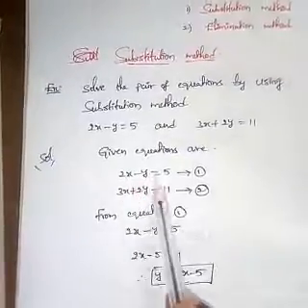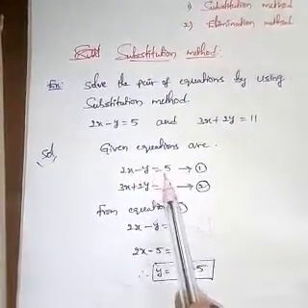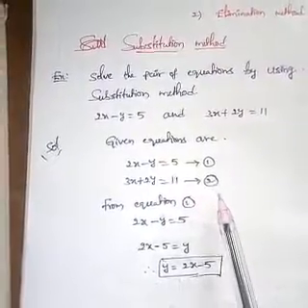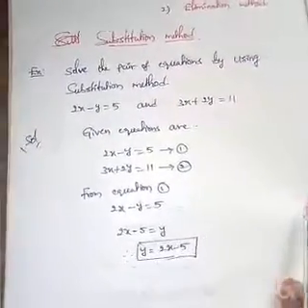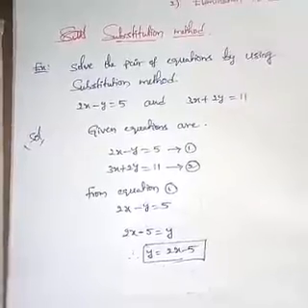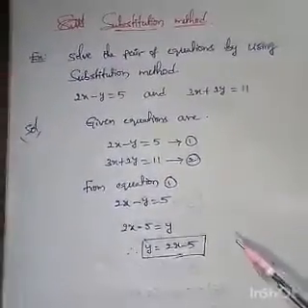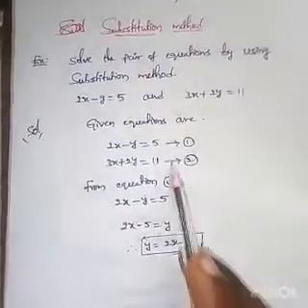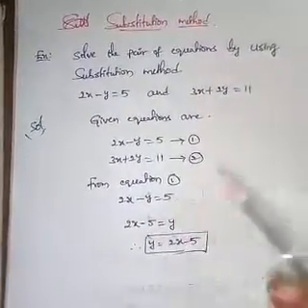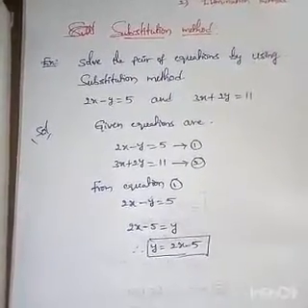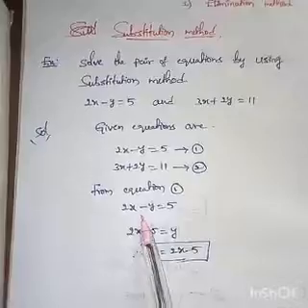So 2x minus y equal to 5 is equation 1 and 3x plus 2y equal to 11 is equation 2. Students, in this method we have to calculate one variable value in terms of another variable value. That's why I am selecting equation 1 here. You can choose any equation, either equation 1 or equation 2. Here I choose equation 1.